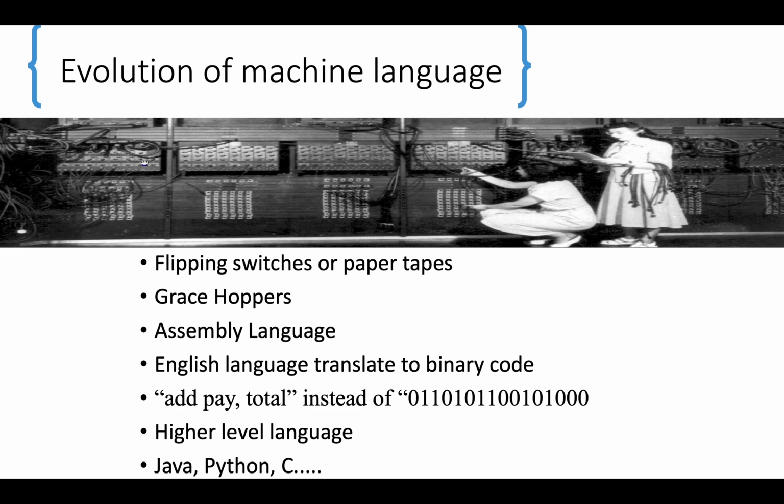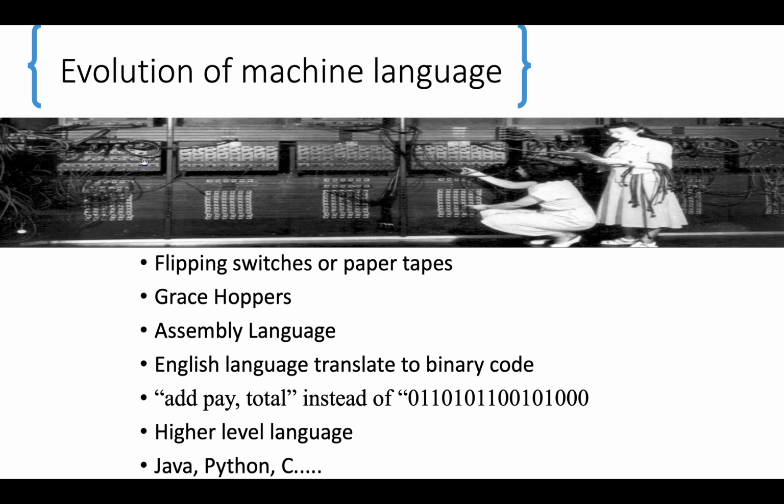Assembly language is an English programming language representing binary code. And in 1952, Grace Hopper developed the first assembly programming language. Here is an example. Instead of writing all these ones and zeros, you can now type "add pay, comma, total" instead. This was a major breakthrough in computer science.